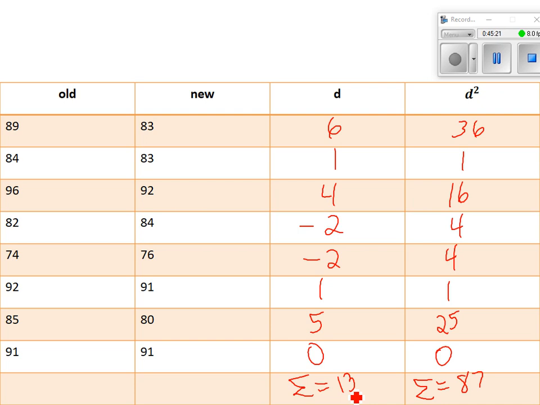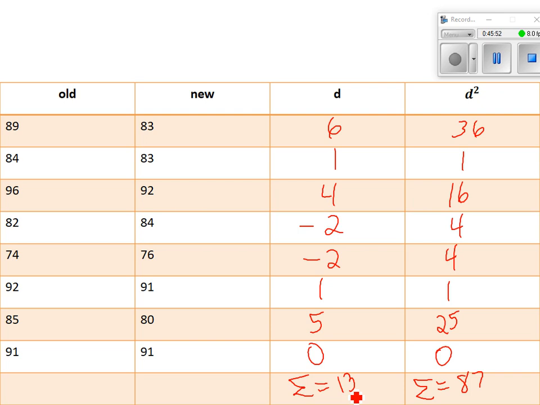On the formula, on top, it says it wants the average of all the differences. So we got 13 here. What do we divide that by? How many of them were there? 8. Somebody help me out and do 13 divided by 8. 1.625. That's what's on top, all right?